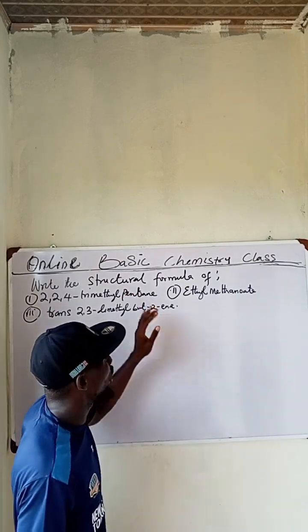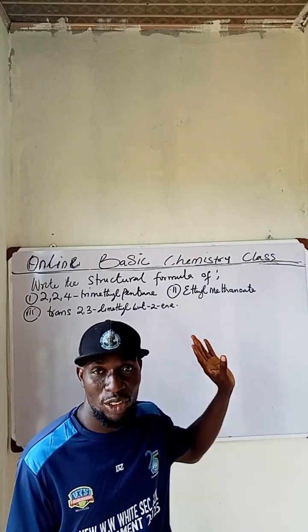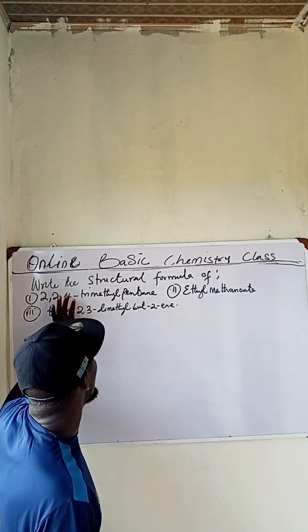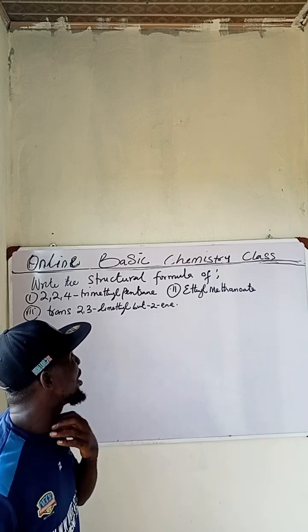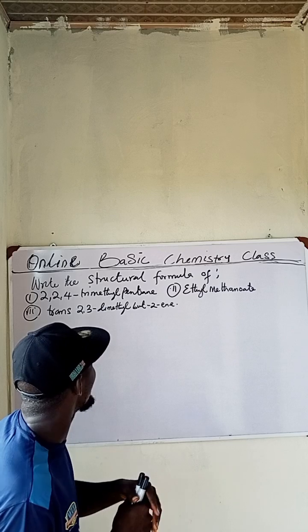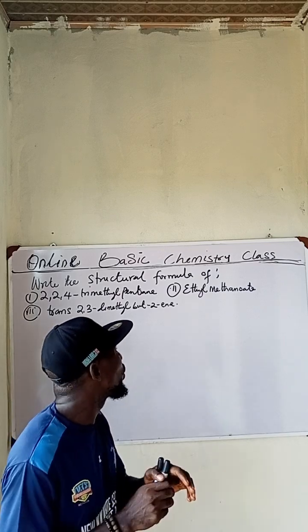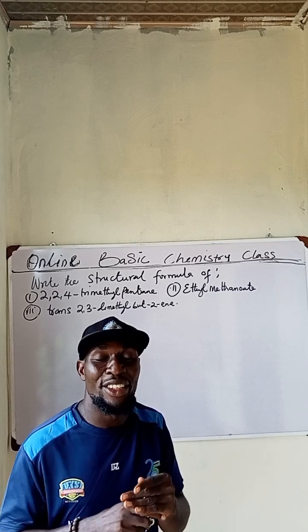So we have this theory question here on how to write structural formula. This is a question from WAEC. They said, write the structural formula of the following: 2,2,4-trimethylpentane, ethyl methanoate, and trans-2,3-dimethylbutene. So these are very, very simple structures.